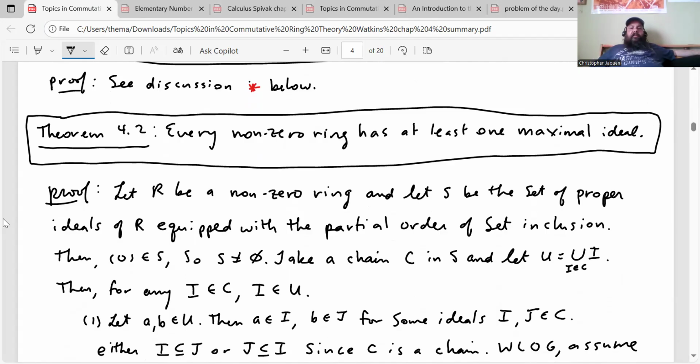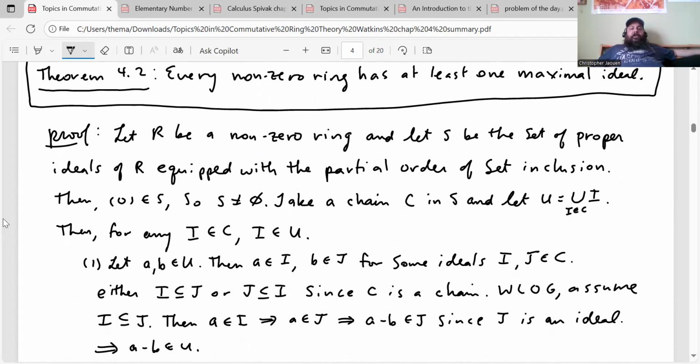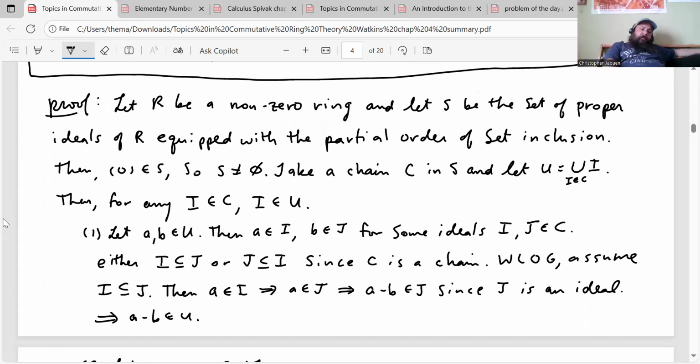Theorem 4.2 says every non-zero ring has at least one maximal ideal. And here's the proof. Let R be a non-zero ring, and let S be the set of proper ideals of R equipped with the partial order of set inclusion. Then S is not empty since the zero ideal is an element of S. Then we'll take a chain C in S and let U be the union of all the ideals in the chain C. Then for any I in C, I is an element of U, right? Because it's the union of all the elements in the chain.